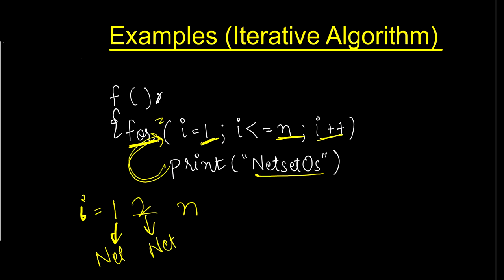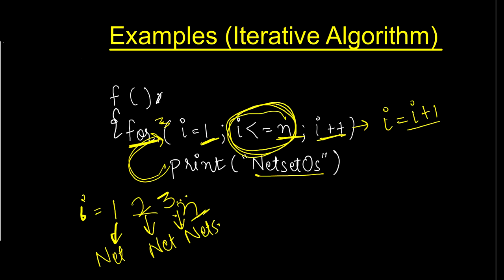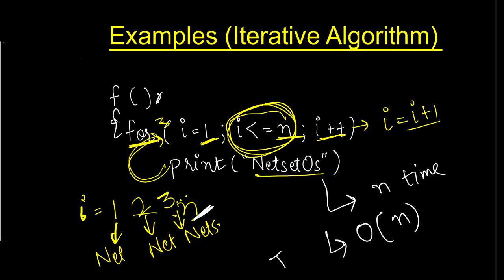i will be 3 as we are incrementing this by 1. So this time it will be 3, and it will print netsetOS n times, as we have given the condition up till n times. So as this loop is running for n times, the big O will be n. That is, time complexity will be order of n.